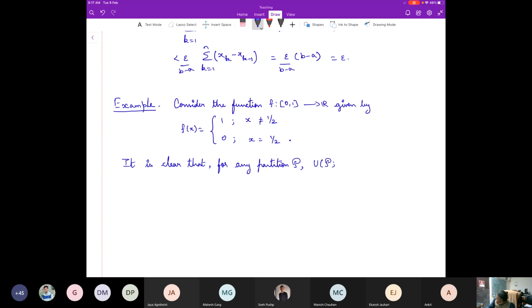What will be the upper sum? What is the upper sum? 1 by 2. How did you get it as 1 by 2? 1, sir. 1. Right. Now, I wanted to use the characterization. So, let epsilon be greater than 0. Now, can you guess the partition that does the job?